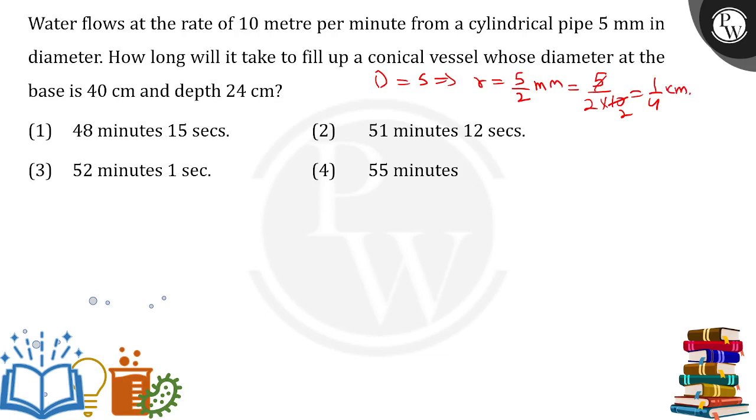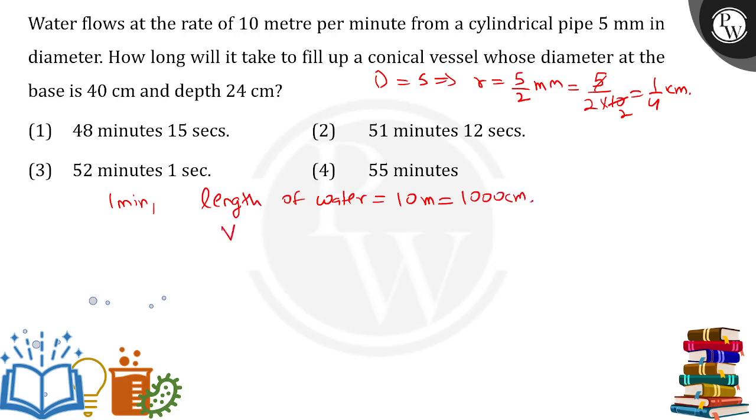Once we have the radius, in 1 minute the length of the pipe, water flow is what exactly? Water flow is simply, per minute, this much length of water has flown away. So how would I write? For the case of 1 minute, the length of water which has gone is given in terms of meter. It is 10 meters, so that is simply multiplied by 100, 1000 centimeter.